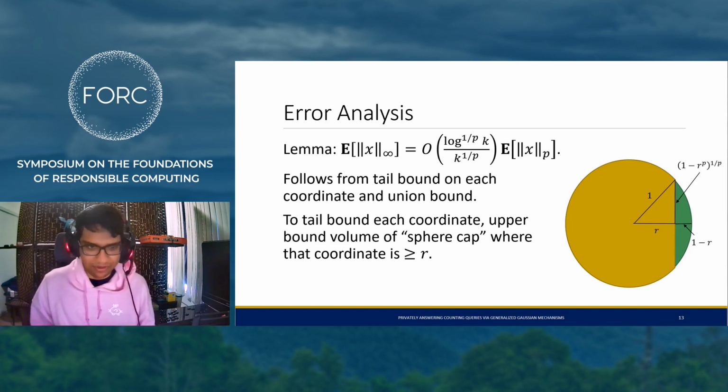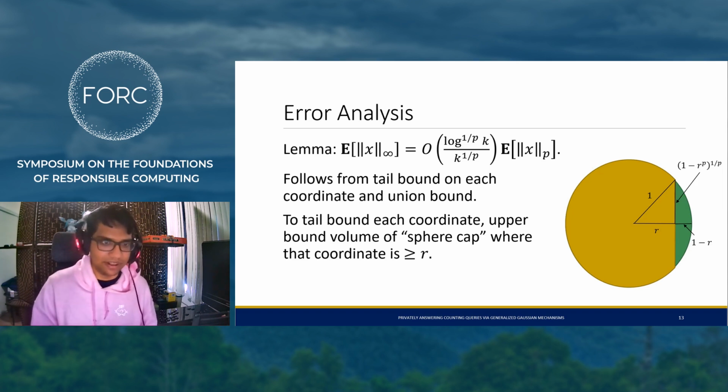And just some simple geometry tells us that in one dimension, the region where this coordinate exceeds r is a sphere cap, which basically just looks like a hemisphere, but with the dimensions rescaled to be a length 1 over 1 minus r, and then all the other dimensions have length 1 minus r to the p, all to the 1 over p. So just using some geometry, we're able to upper bound the volume of the sphere cap, which in turn gives us the desired tail bound. And then if we just take a union bound over all the coordinates, this gives us the desired bound on the largest coordinates in expectation.